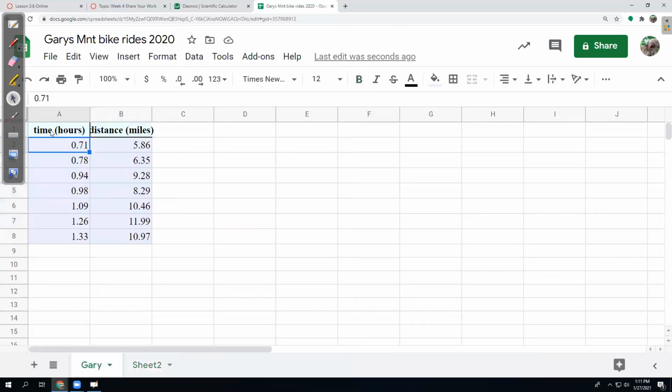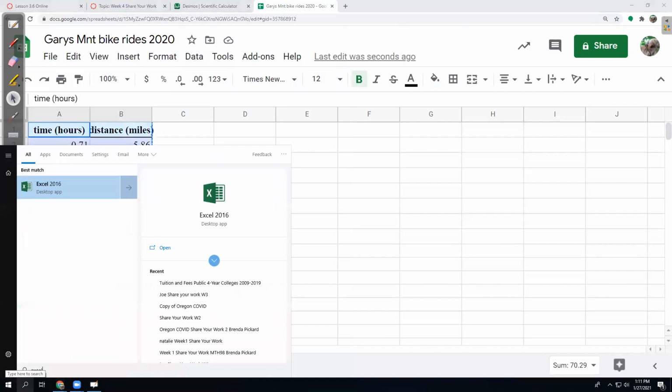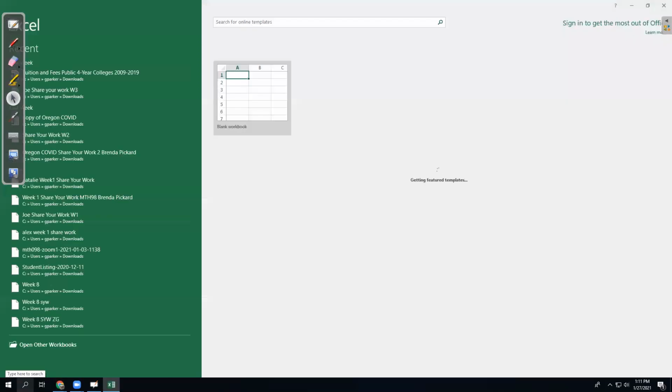Okay. I'm going to go do that with these numbers here, but I'm going to do it in Excel this time. Oh, thank you, Excel users out there.